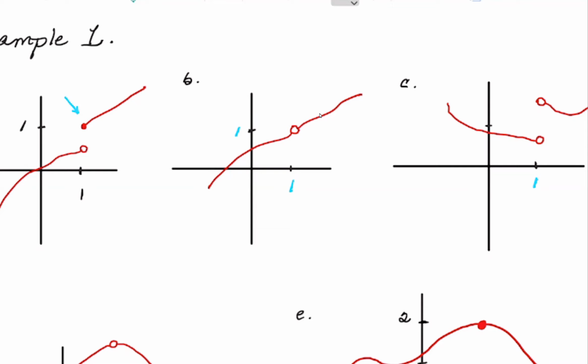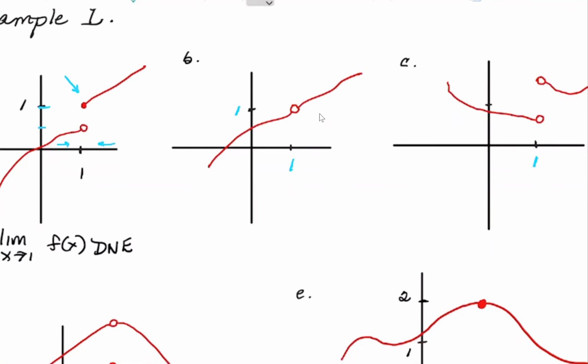Next, we need to look at the limit as x approaches 1. So as x approaches 1 from the left, the function is going to this value. And as x approaches 1 from the right, the function is going to this value. So they are not equal. So therefore, in this first one, we get that the limit as x approaches 1 of f of x does not exist. So therefore, our function will not be continuous at 1.